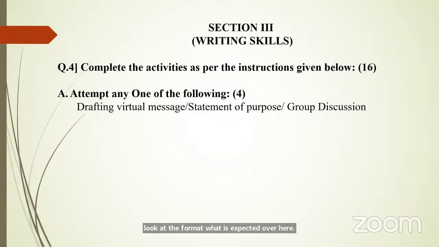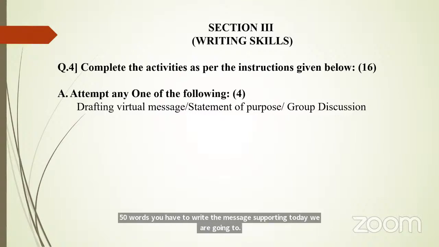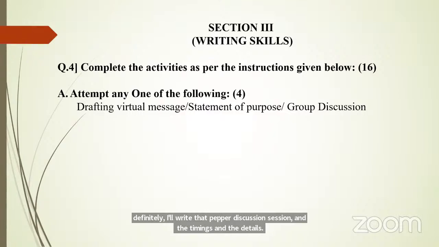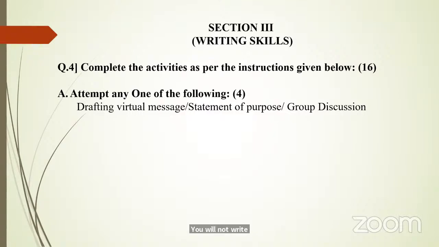So the first question, 4A, 3 options will be given to you: drafting a virtual message, or statement of purpose, or group discussion. So what is expected in a drafting virtual message? Within 50 words, you have to write the message. So for example, we have conducted this paper discussion session for 3 days. If you want to give this message to your friend, you'll write the paper discussion session, the timings and the details. You will not write who is going to conduct and how it is going to be. We are not interested in long messages.